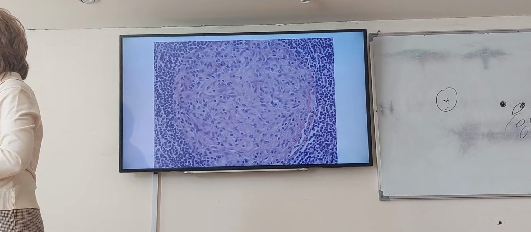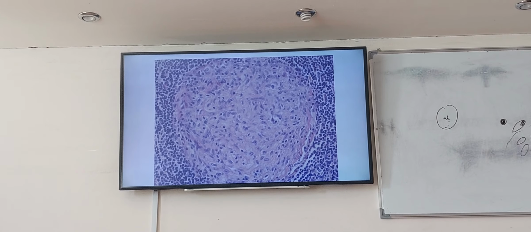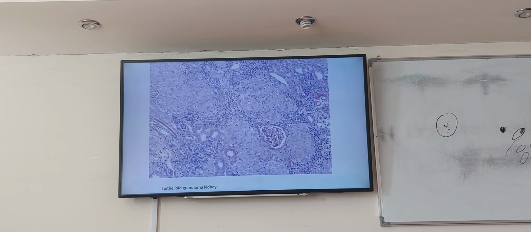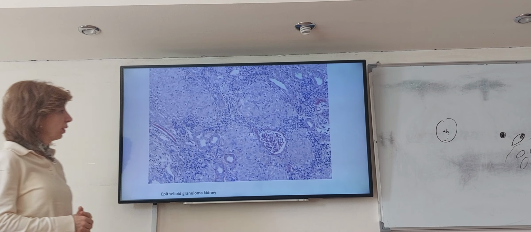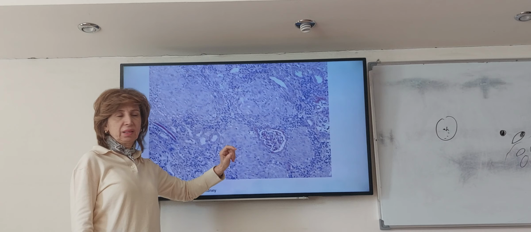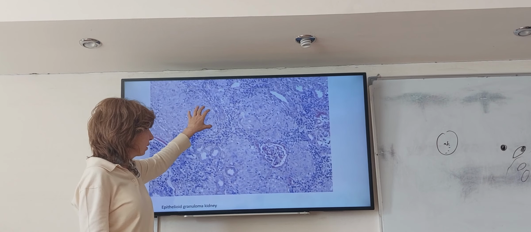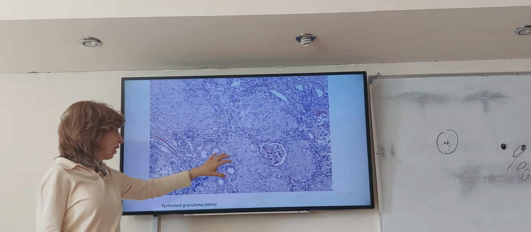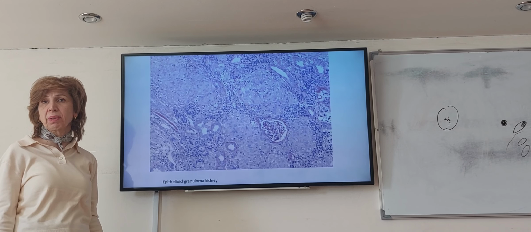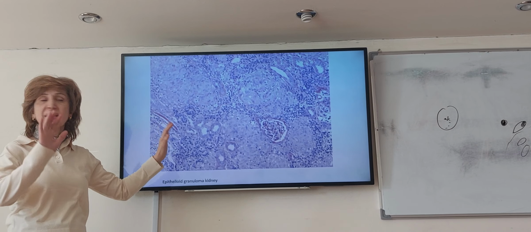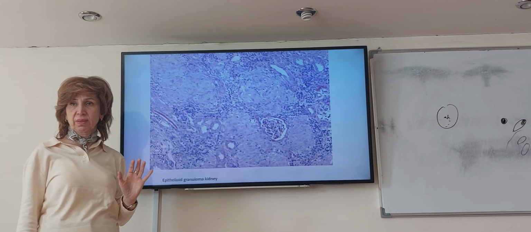Okay? Now, another one. What is this? Where are you? Kidney. What happens in these areas? Again, destruction. What do I see? Well-defined eosinophilic aggregates of epithelioid cells. So it is epithelioid granuloma. Non-caseating. I don't see caseation.